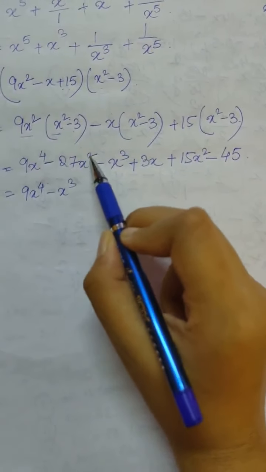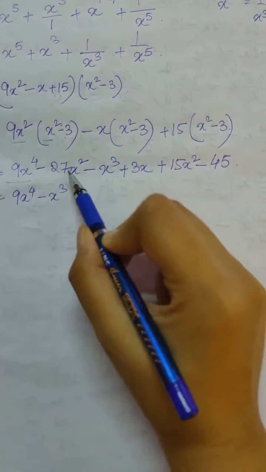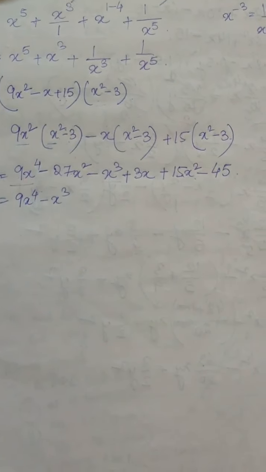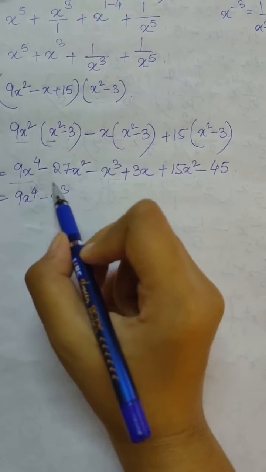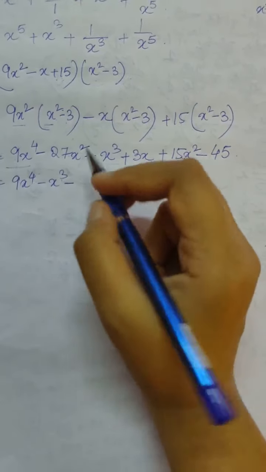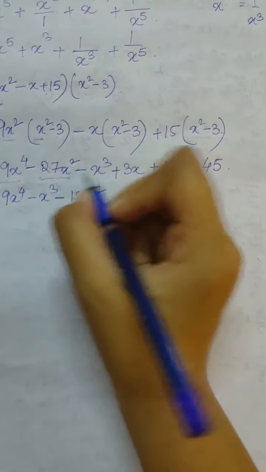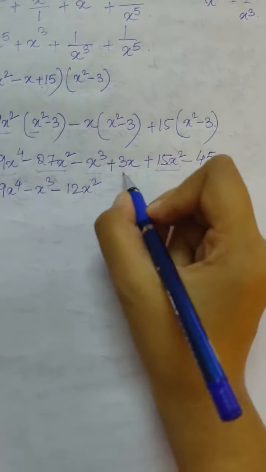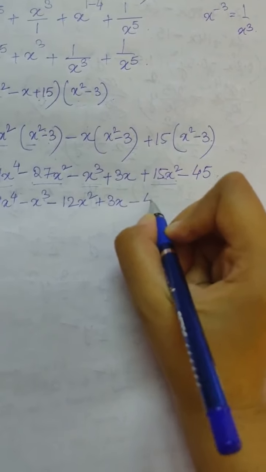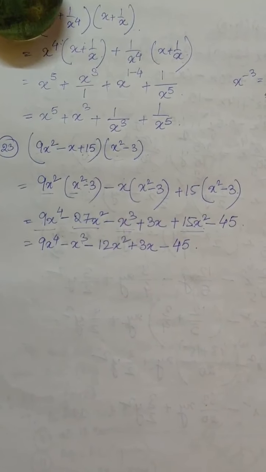Now I have x square. So x to the power 4 and x cube are done. Now x square. So this is minus 27x square and this is plus 15x square. So 27 minus 15 will be the final answer, and since we have minus in the bigger number, our final answer will be in minus. So 27 minus 15 is 12. So we are having minus 12x square. So the x square terms are also done now. Now x term is left, so we are next having 3x and then the constant term which has no x, so minus 45. So this is the final answer for sum number 23.